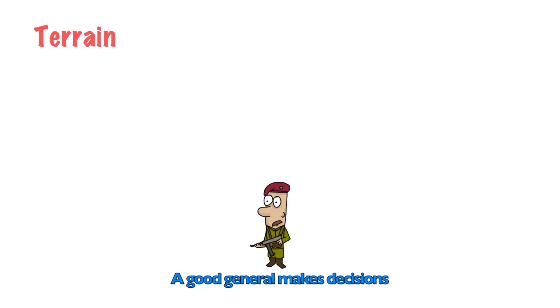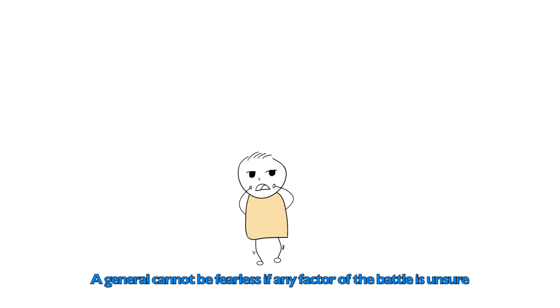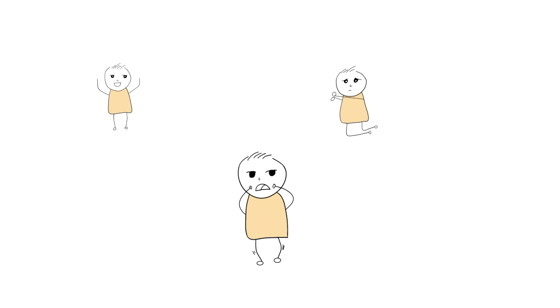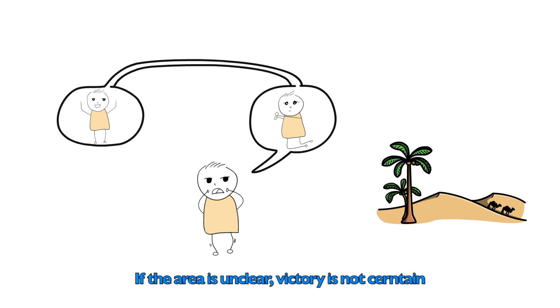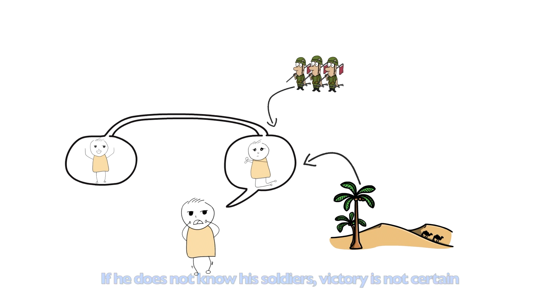Terrains. A good general makes decisions without seeking recognition or fearing criticism. A general cannot be fearless if any factors of the battle are uncertain. If the area is unclear, victory is not certain. If he does not know his soldiers, victory is not certain.